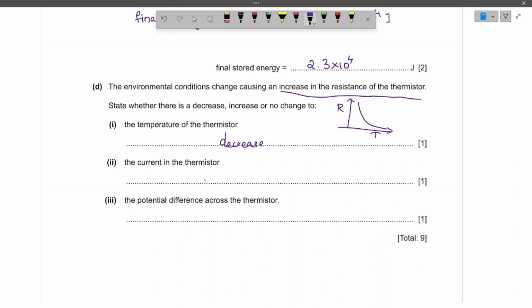Okay, then the next one, the current in the thermistor. As the resistance increases, the potential difference across it also increases, as V is equal to IR. So as the voltage increases, will there be any current flow? No, that will also decrease. Okay, then the third one, the potential difference across the resistor. As I told you, as the resistance increases, the potential difference would be increasing.